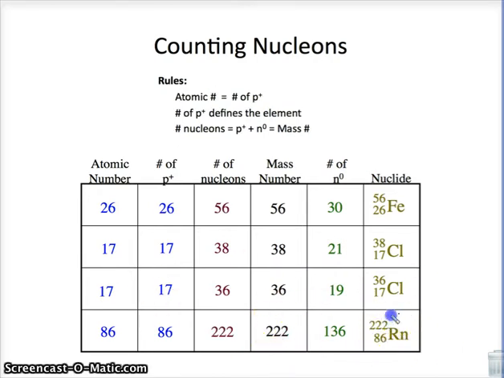Alright, so you should have everything filled in, same thing as before. We know we have the mass number, we have the atomic number, there's our symbol as a result. We know the number of protons and the number of neutrons gives me my mass number, which gives me my number of nucleons, etc., etc.